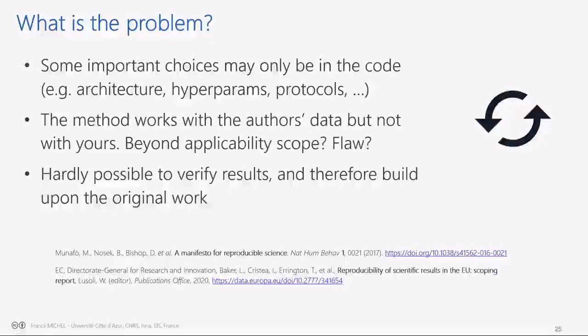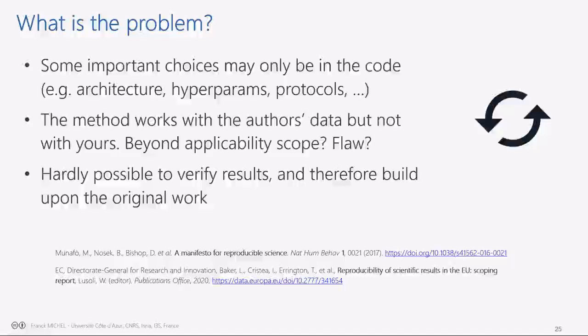Basically, why this matters so much is that an article necessarily omits many details that you will need to reproduce an experiment. It can omit some important choices that you've made in the code about the architecture of your software, maybe the hyperparameters of your model. Maybe you've not said that in the article. What is the protocol of the study that you have used? Maybe the method works with the author's data, but it doesn't work with your own data.